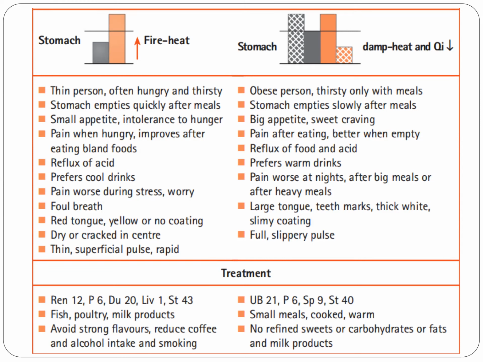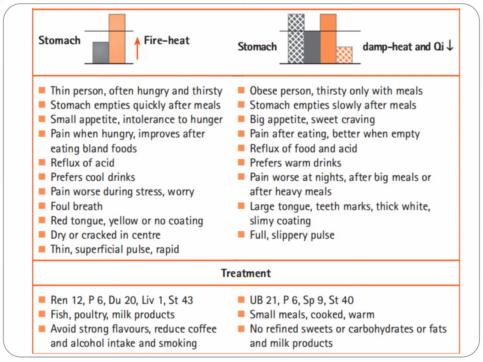Treatment, Ren 12, pericardium 6, gut 20, liver 1, and stomach 43. Then, advise po natin ang patient to eat fish, poultry, and milk products. Avoid strong flavors. Reduce coffee and alcohol intake and smoking.